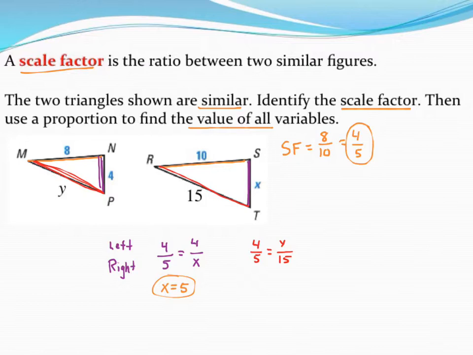Once again, you can cross multiply and divide to find your answer, or here's another trick. This doesn't always work, but what's convenient about this one is I know that to go from 5 to 15, I multiply by 3. And so since I did that on the bottom, I've got to make sure I do the same thing on the top. So multiply 4 times 3 to get y equal to 12. Again, that trick doesn't always work, but it's a definite alternative to using cross multiplication to solve proportions.